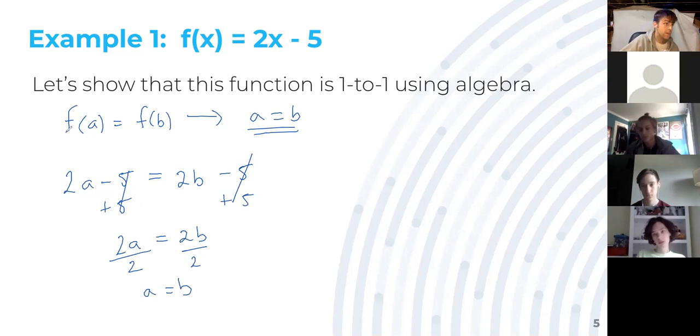So I was able to show that by setting f of a equal to f of b, that meant that a had to be equal to b. So therefore, this function is one-to-one. It passes this algebraic test for one-to-one. Instead of a and b, some people like to write x1 and x2. It's just a matter of showing that they're the same, show that x1 and x2 are equal rather than a and b. I like a and b, but it doesn't really matter. Both methods are valid. So that was showing they were one-to-one.